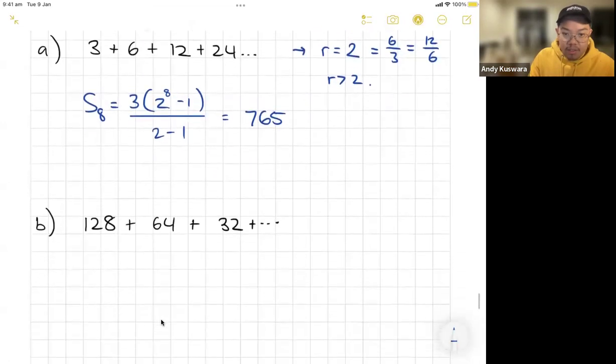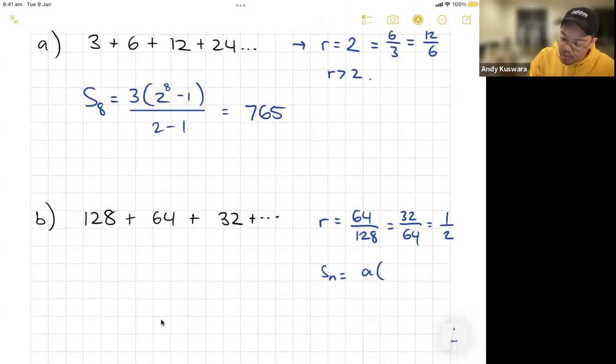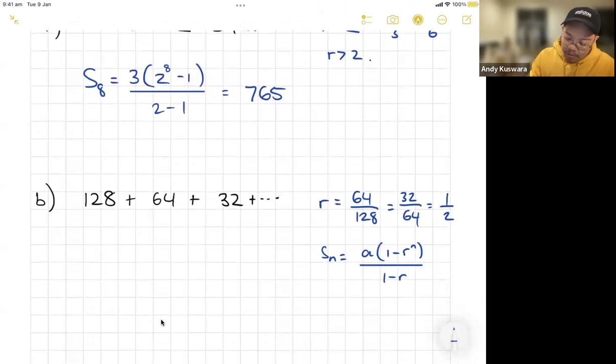Okay, now the next series, slightly different. I can see here that my common ratio is going to be 64 on 128, which is the same as 32 on 64. We can see this one we're halving each time. So I know for this one, the Sn that I'm going to use is the other one. So A bracket 1 minus R to the n, all over 1 minus R. That's going to be that. And I want to find the first 8 terms.